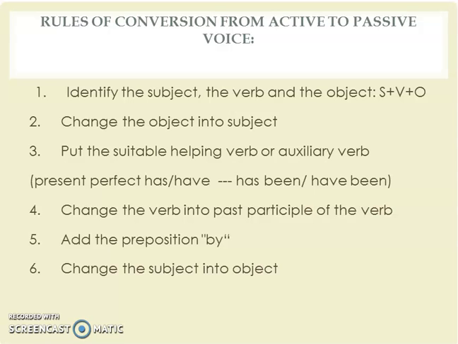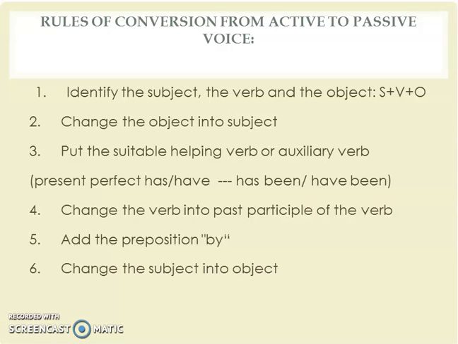Here are some rules that we follow when we change active voice to passive voice. Most of these rules are common in all the tenses except number 3. First of all, to change a sentence from active voice to passive voice, identify the three things: subject, verb, and object in the sentence. If there is no object in the sentence, we cannot change that sentence to passive voice.